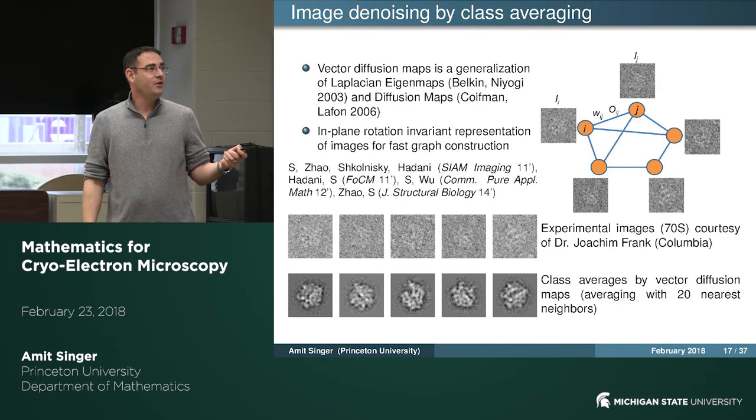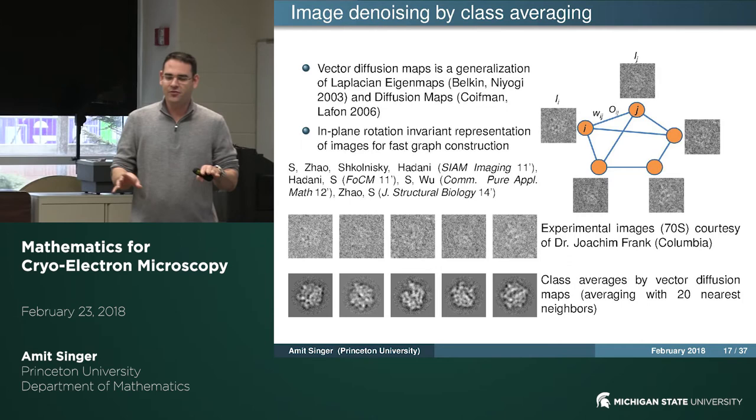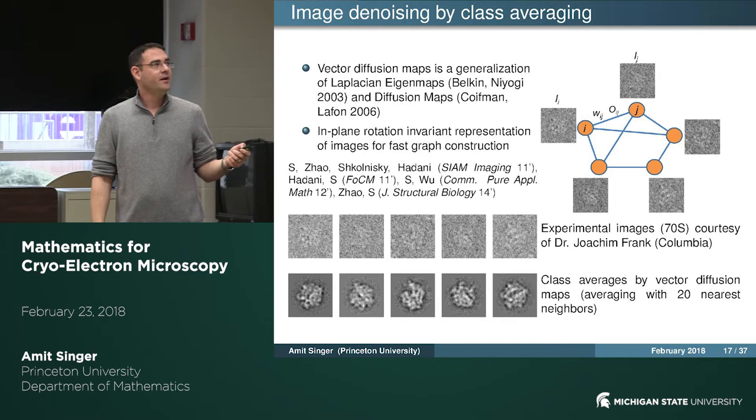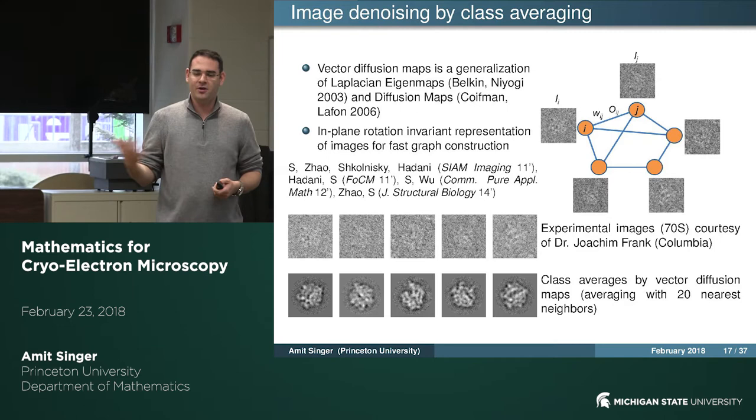So, for example, you can view the images as nodes of a graph and try to find similarities between pairs of images. If there is similarity between a pair of images, you can put an edge between those two images, and an affinity weight, say W_ij, between 0 and 1, that would tell you how similar the two images are.